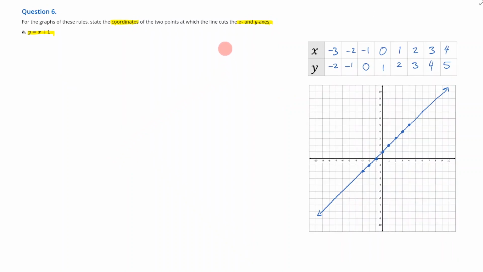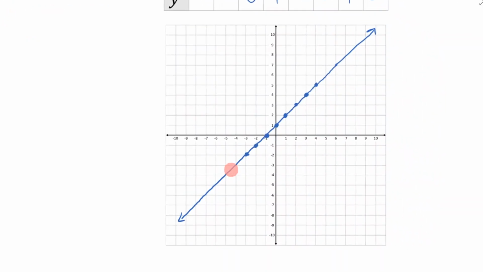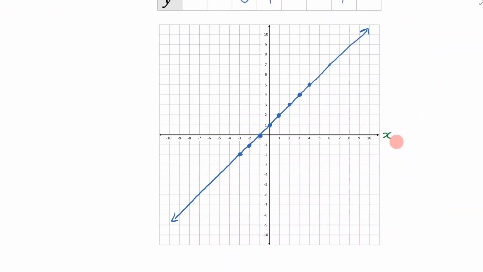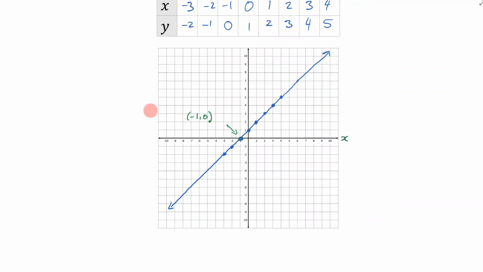We're now going to figure out where this line cuts the X and Y axes. So where does it cut the X and Y axes? So let's get some colors here. I know that this is my x-axis. What coordinate does the line cut the x-axis? This coordinate right here. This one right here. This is the point, what? -1, 0? And it's the point at which it cuts the x-axis.